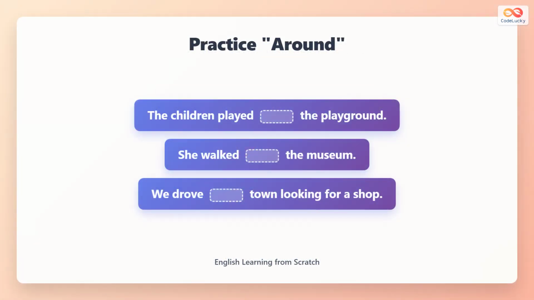Practice using around in sentences. The children played blank the playground. She walked blank the museum. We drove blank town looking for a shop. Think about circular movement on the outside edge. Around fits perfectly in each blank space.